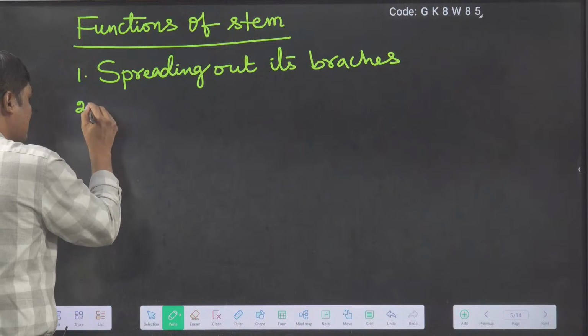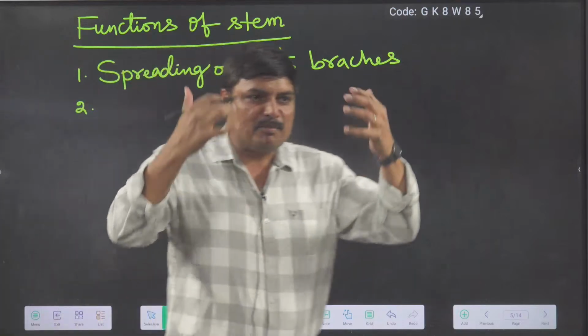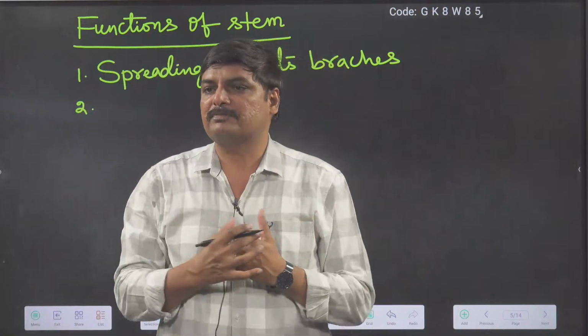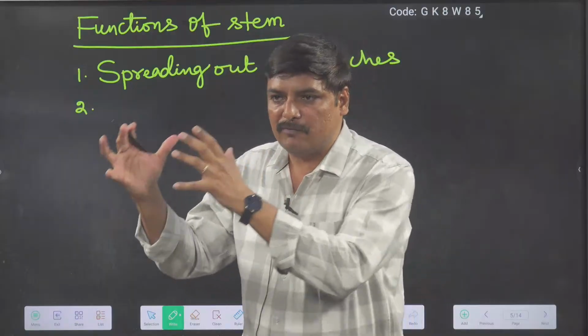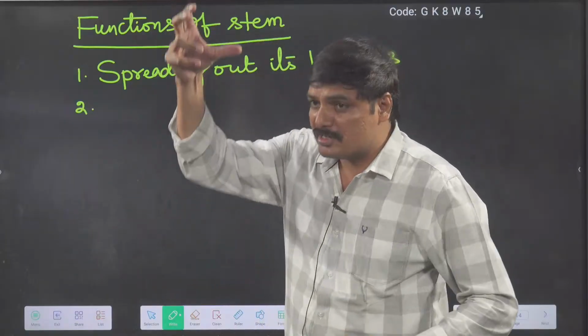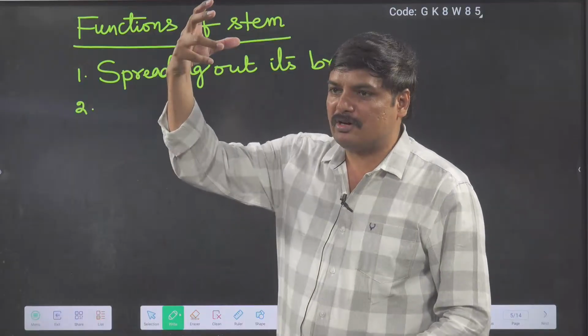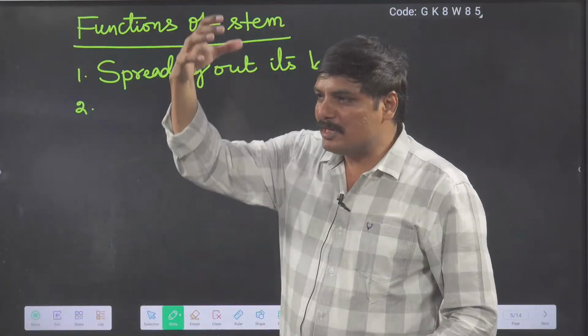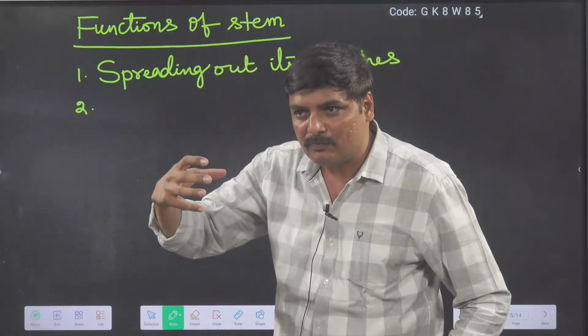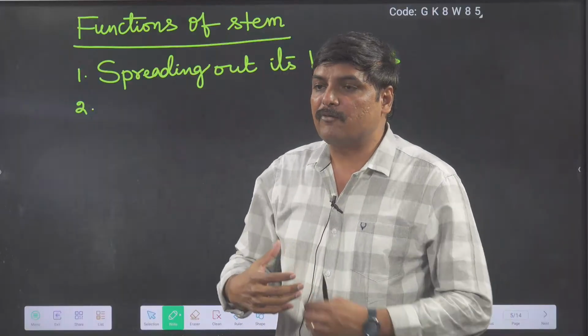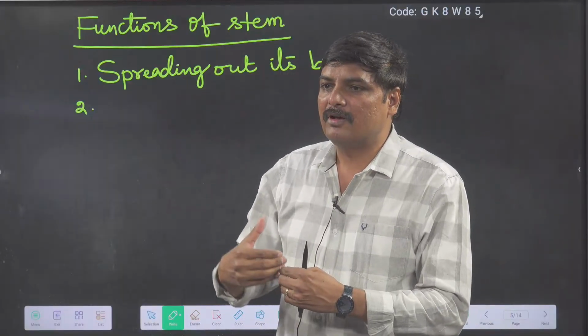Second one is the stem contains vascular tissues such as xylem and phloem. There are tube-like structures in the plant body. One tube is called xylem, another tube is called phloem. Xylem is meant for conduction of water and minerals, and phloem is meant for conduction of food material.